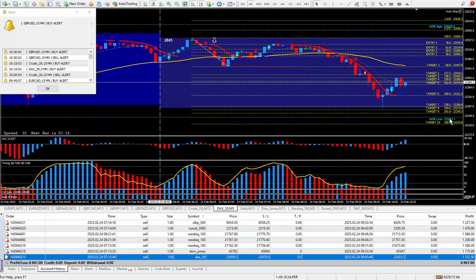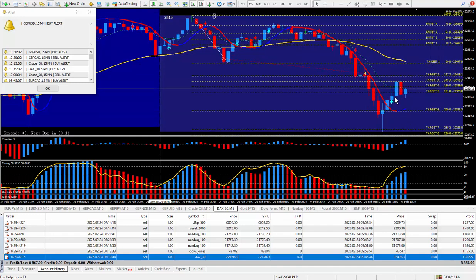And there's your ADR, average daily range. And it can still go down there, as it's only 10:30, but I'm not trading anymore. This is a great tool to have.